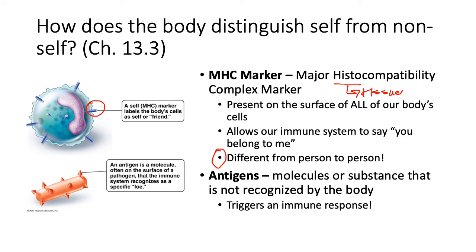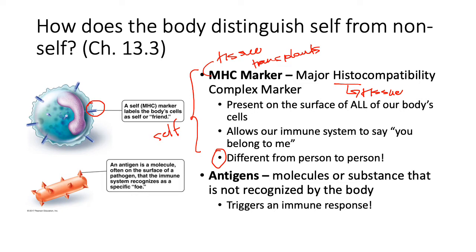What's really cool about these MHC markers is they're different from person to person. So unless you are an identical twin, you have different MHC markers from your brother, sister, parents, aunts, uncles. So every single person has different MHC markers. This is why things like tissue transplants can be really tricky. This is why organs, for example, can be rejected when you have an organ transplant, because you have to find MHC markers that match, that won't be rejected by your immune system. So this is how our body determines self, by using these MHC markers.